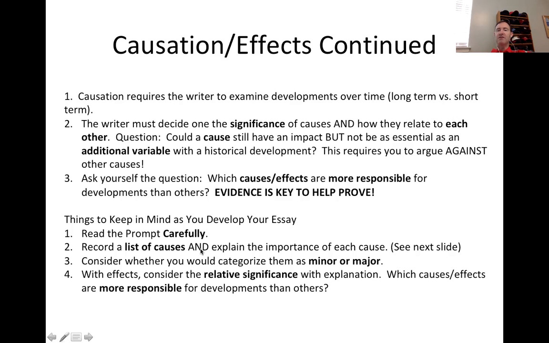Consider recording a list of causes and explain the importance of each. In other words, you're planning out what you want to say and how you're going to say it. Consider whether you would categorize them as minor or major. Now, that's very open, guys, to interpretation. You know that. But again, evidence. How you present an argument, guys, is very important. The evidence you use and also the way that you do it. And then last, with effects, consider the relative significance with explanation, which, again, is more responsible.